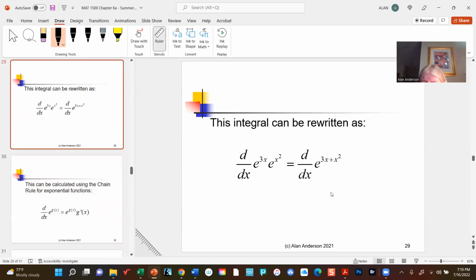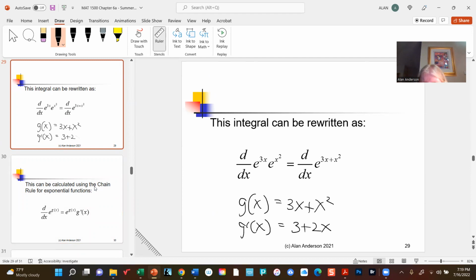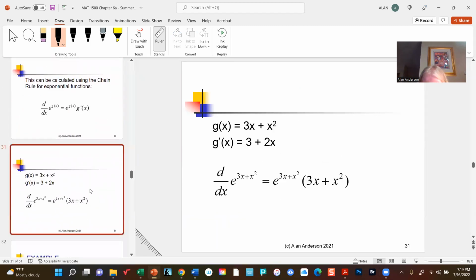So here, then, by rewriting our expression like this, we know now that g of x is 3x plus x squared, and g prime of x is 3 plus 2x. And so we're all set because when we plug them in, well, there it is, okay? In other words, this is e to the g of x, and this is g prime of x. And that's it, we're done.